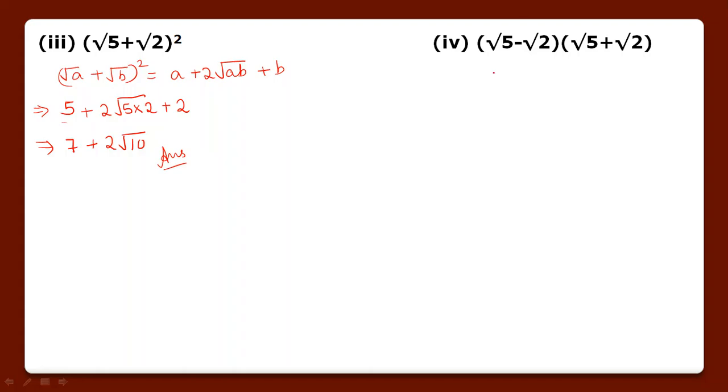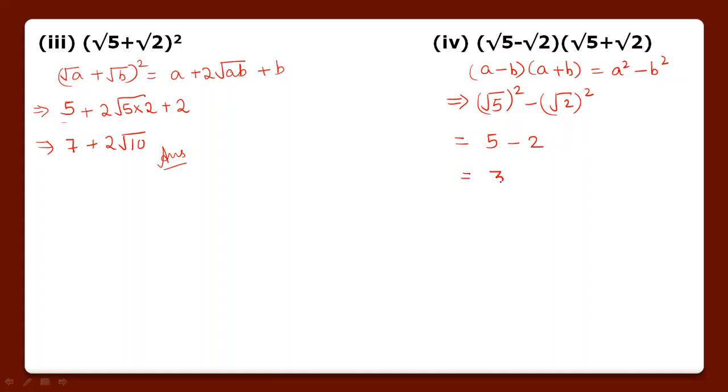Then fourth part, again what we have discussed in the previous part: a minus b into a plus b is equal to a square minus b square. Here our a is root 5, so we'll first square root 5, minus root 2 square, that is equal to 5 minus 2, which is equal to 3, and this is our answer. I hope these two questions must be clear to you. If you have any doubt in any part, you can comment in the comment section.